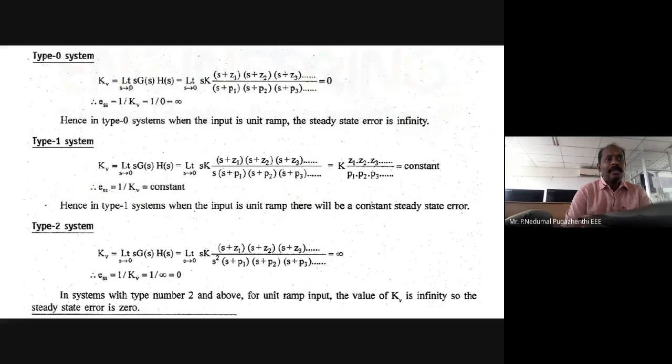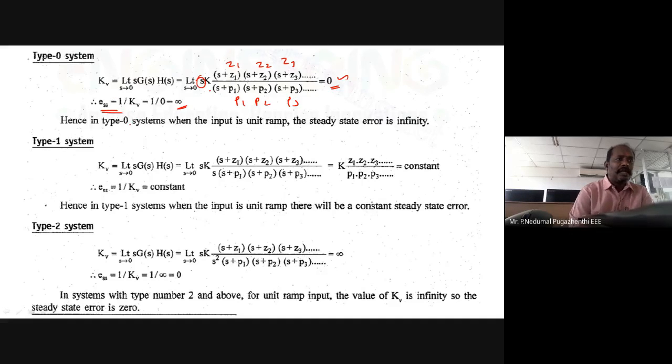So Kv is limit s tends to 0, s into G of s H of s. For a type 0 system, you will not have an s in the denominator, so you will have only 0, because all these terms you will get z1, z2, z3 and p1, p2, p3. But you have an s here, and if you put s equal to 0, then obviously this is going to be 0. But steady state error is given as 1 by Kv, and Kv is equal to 0, so you will get 1 by 0 is equal to infinite.